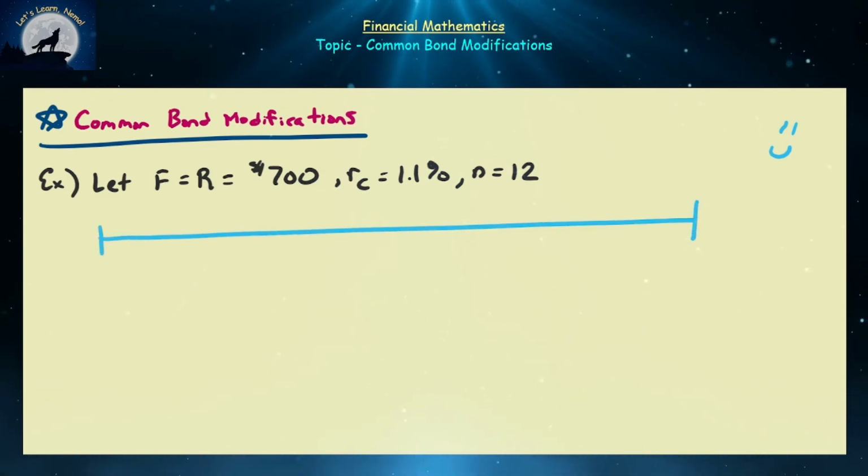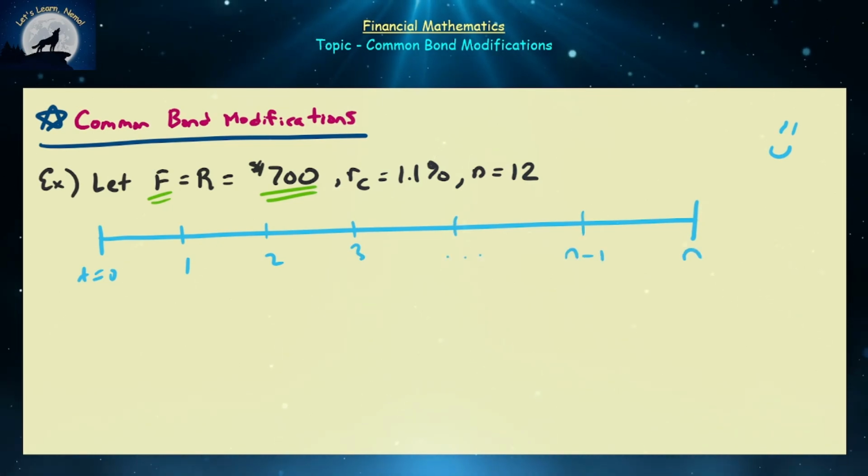A bond is where you lend somebody some money and then they give you an IOU. So in this particular case, the amount of money that we're lending out, F, the face value or par value, is going to be $700. So we're going to lend somebody $700 at time t is equal to 0. And then at time t is equal to 1, 2, 3, all the way up to n minus 1 and n, we're going to be getting these coupon payments in the amount of C. Potentially different, but in this case we're going to assume that those are fixed. That coupon rate is going to be 1.1% of the face value of 700.